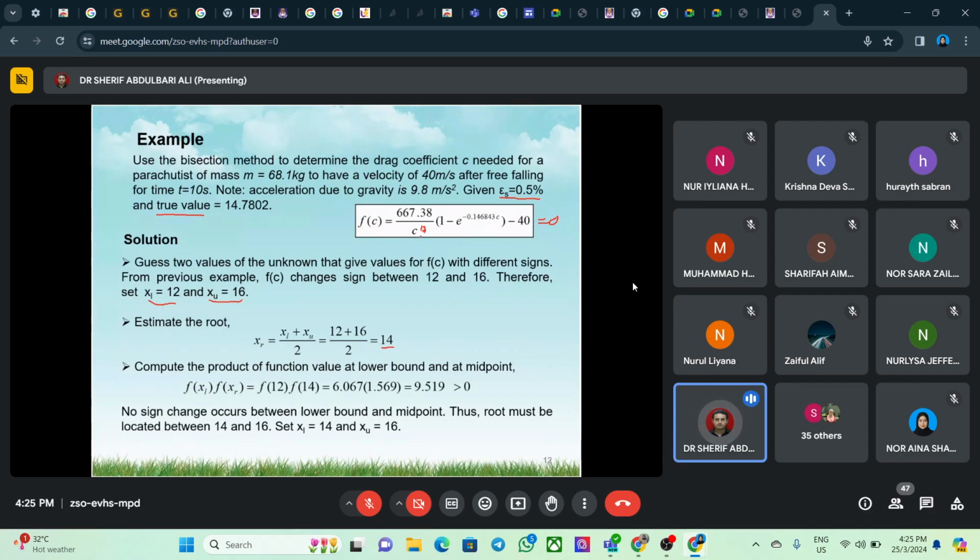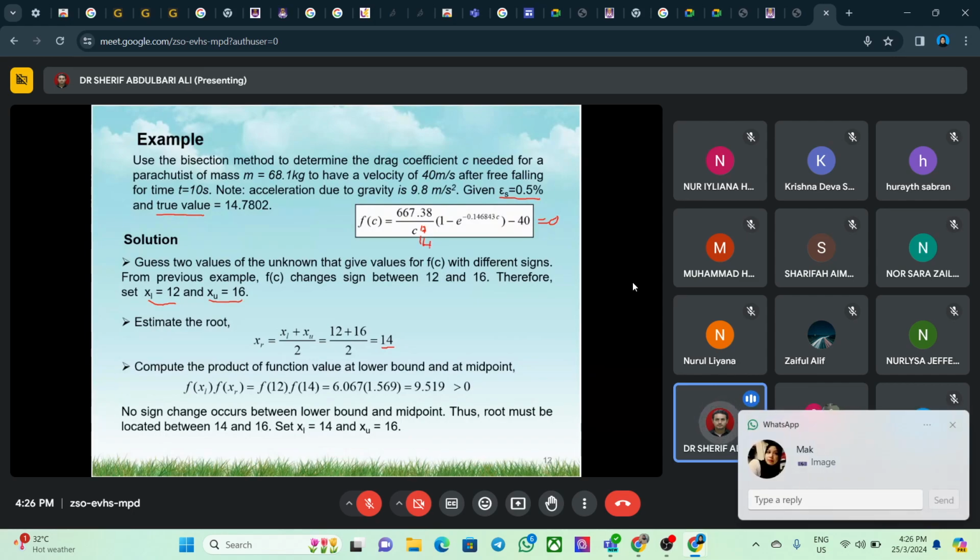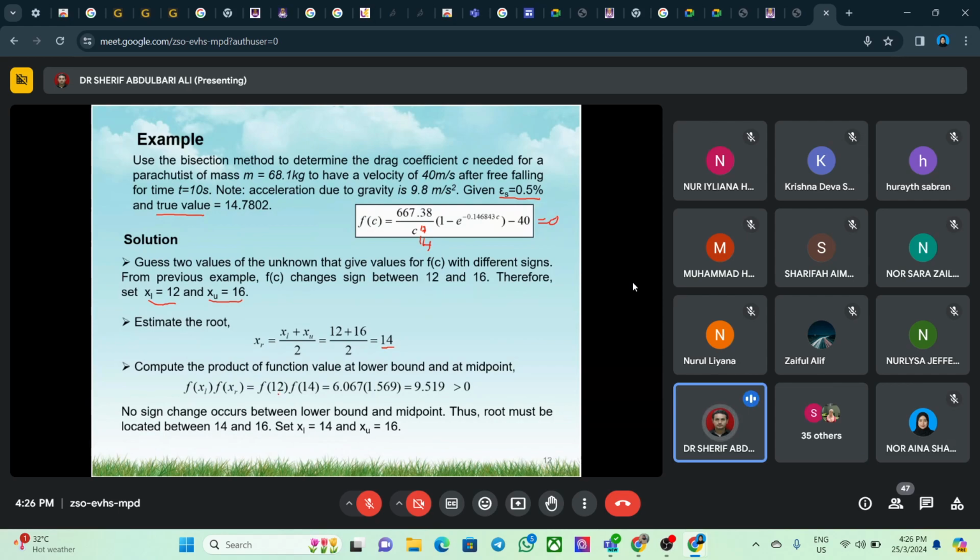And if c is equal to 14, what's the function here going to be? In my case, when c is equal to 12, the function will return the value 6.067. And when c is equal to 14, I will find the answer is 1.569. I will give you a few minutes to try those values because I want you to do the example.